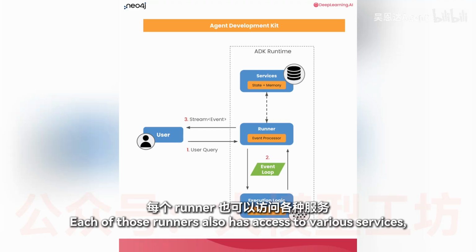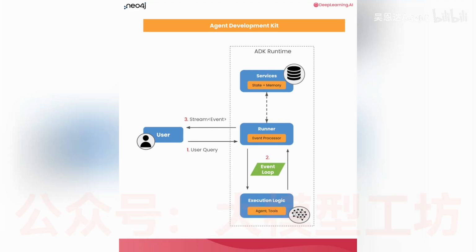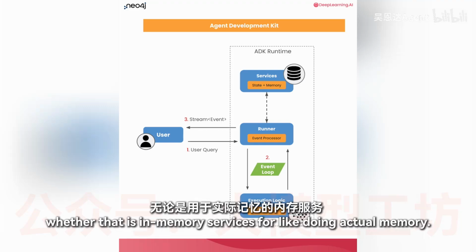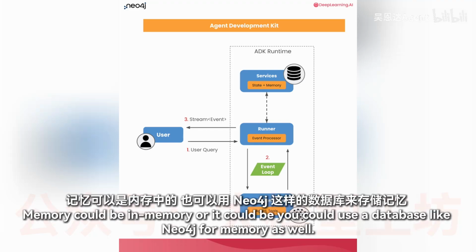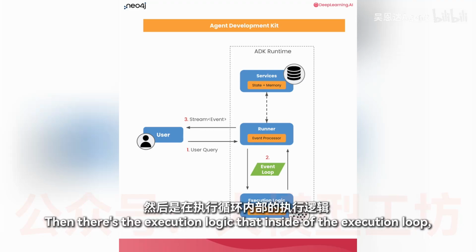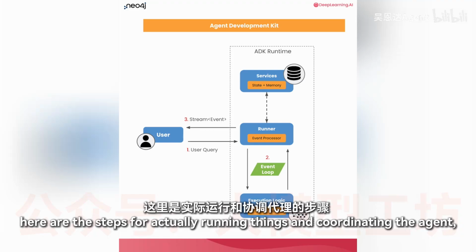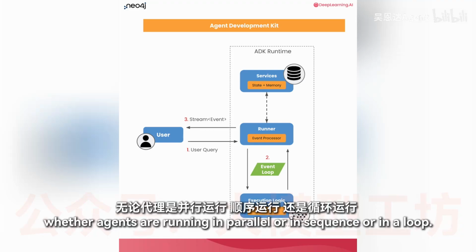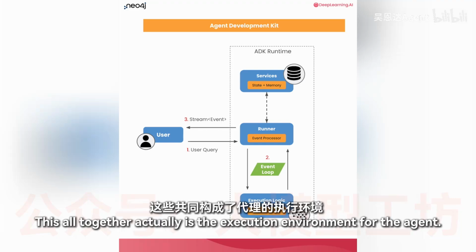Each of those runners also has access to various services, whether that is in-memory services for doing actual memory. Memory could be in-memory, or you could use a database like Neo4j for memory as well. So that gets you access to storage. And then there's the execution logic inside of the execution loop, the steps for actually running things and coordinating the agent, whether agents are running in parallel, in sequence, or in a loop. This all together is the execution environment for the agent.